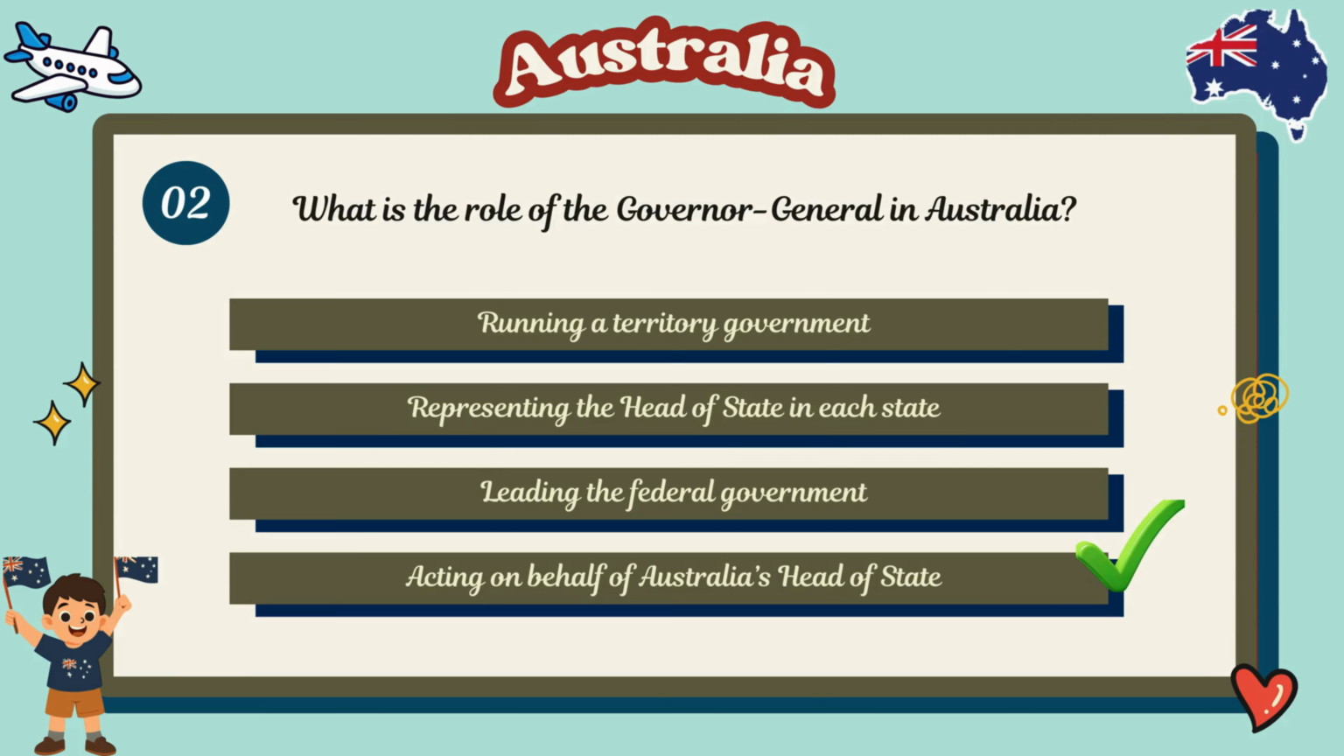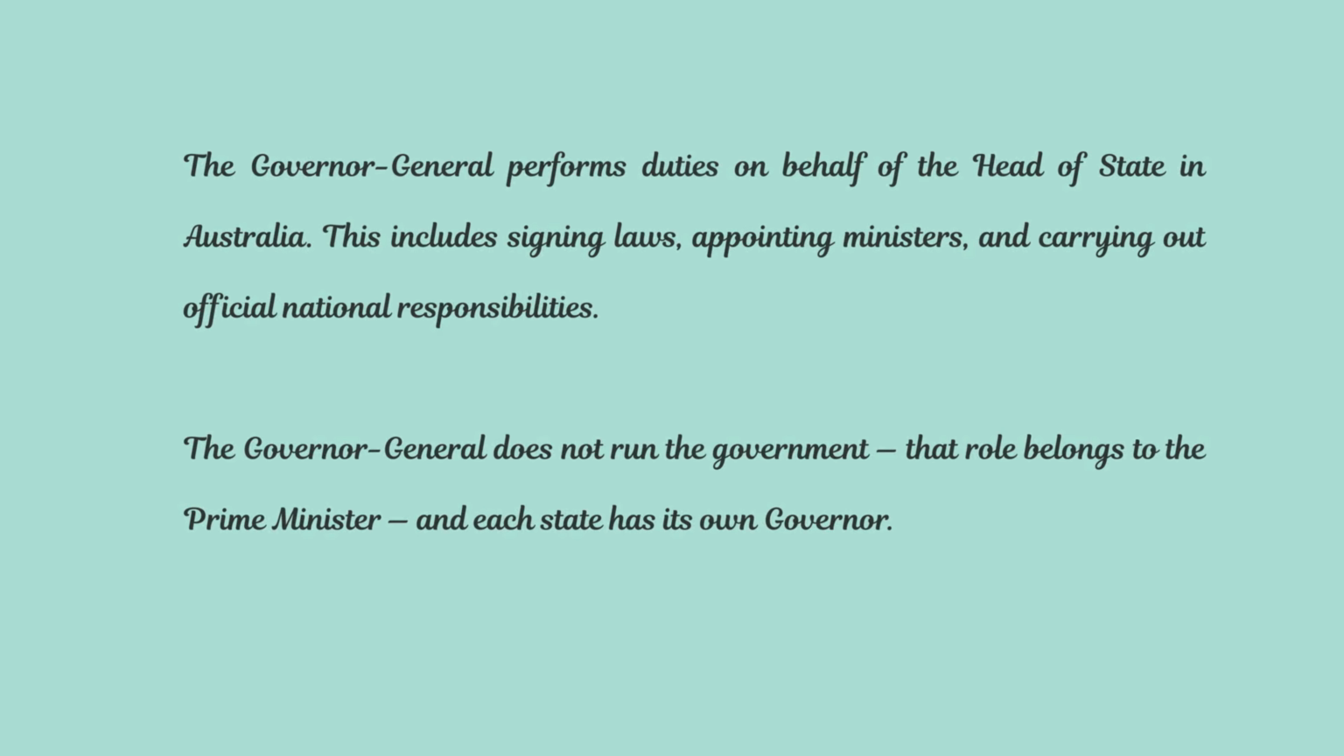Correct answer D. Acting on behalf of Australia's head of state. The Governor-General performs duties on behalf of the head of state in Australia. This includes signing laws, appointing ministers, and carrying out official national responsibilities. The Governor-General does not run the government. That role belongs to the Prime Minister, and each state has its own governor.